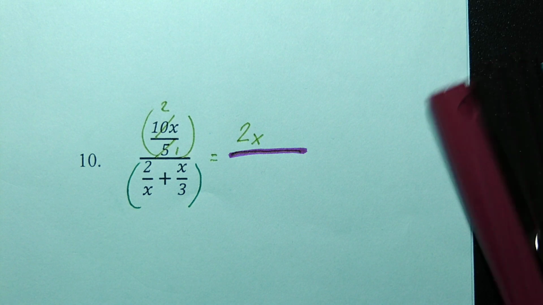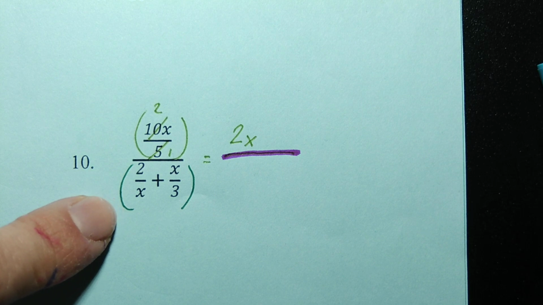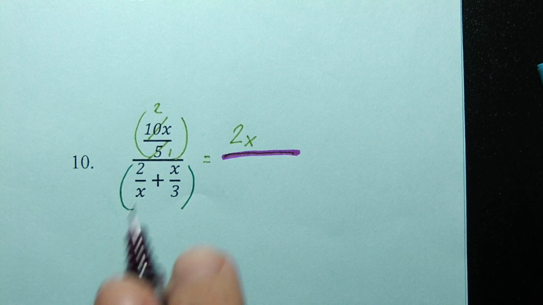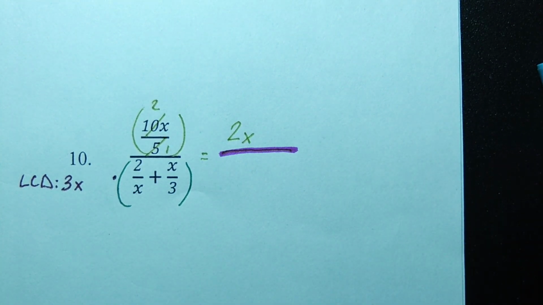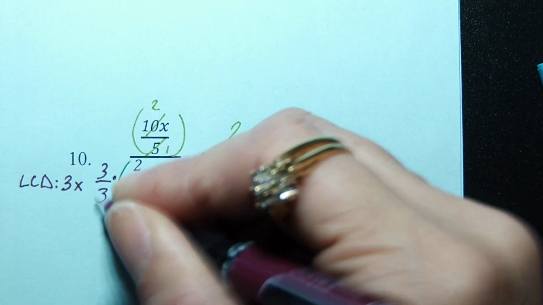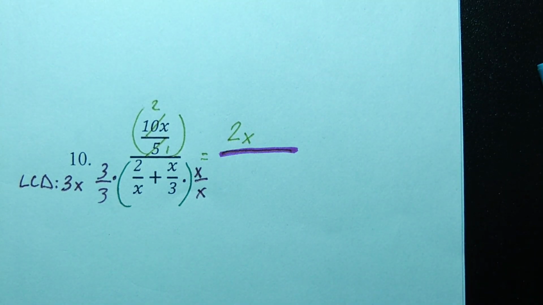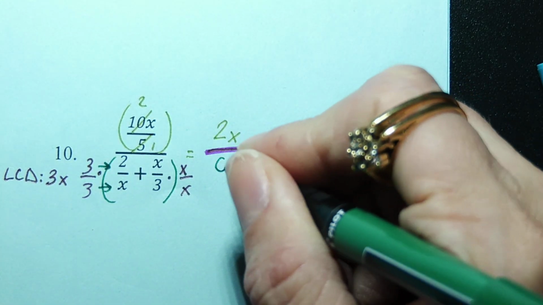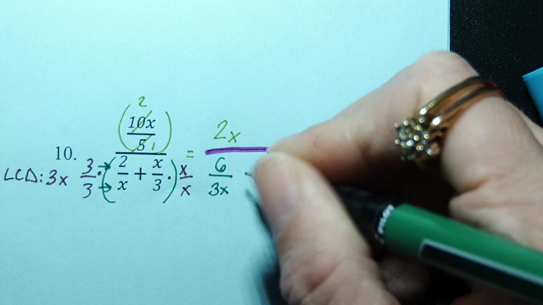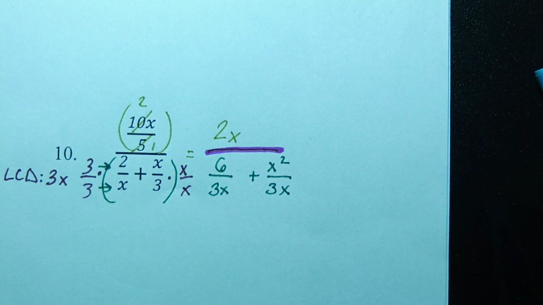Now on the bottom, what am I going to need to find to add those fractions together? We need an LCD, and that LCD will be x times 3. So LCD, 3x. So I'm going to need to multiply the first fraction by 3 over 3 as a creative form of 1, and the other fraction by x over x. So that gives me, going straight across, 6 over 3x plus x squared over 3x.